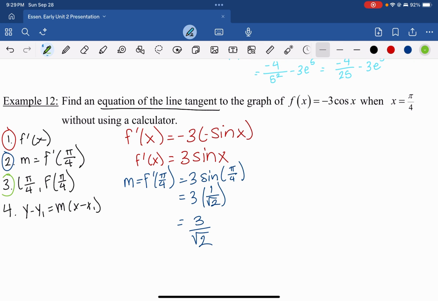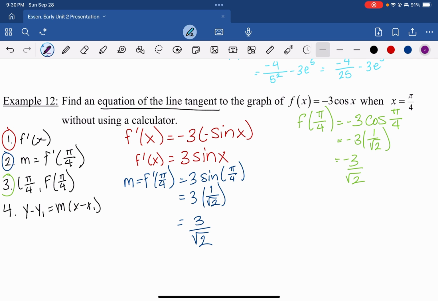Okay, step 3, we're going to find this f of pi fourths. So we need that y value. Sometimes it's given to us, sometimes it's not. So we have to find it in this case. So -3 cosine of pi fourths. And cosine of pi fourths is 1 over the square root of 2. So we get -3 over the square root of 2. Okay, so now we have all those pieces.